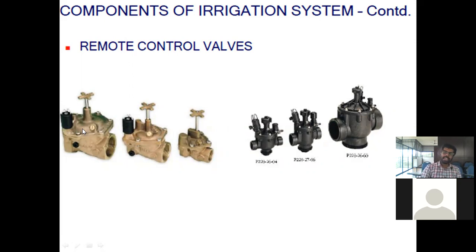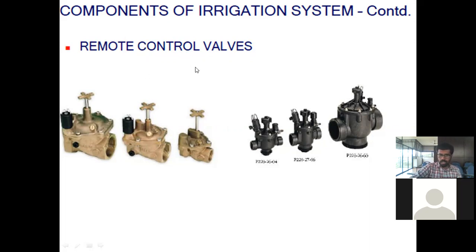For 10 minutes, two sprinklers will be running. For the next 10 minutes, another two sprinklers will be working. Another 10 minutes, another two sprinklers will be working. So we can set it according to the need and demand. These are some of the components of the system.